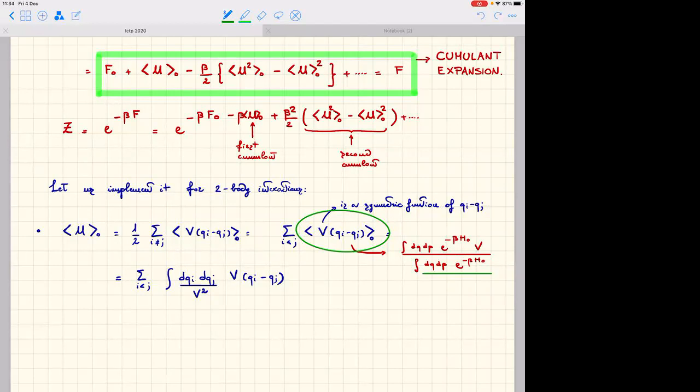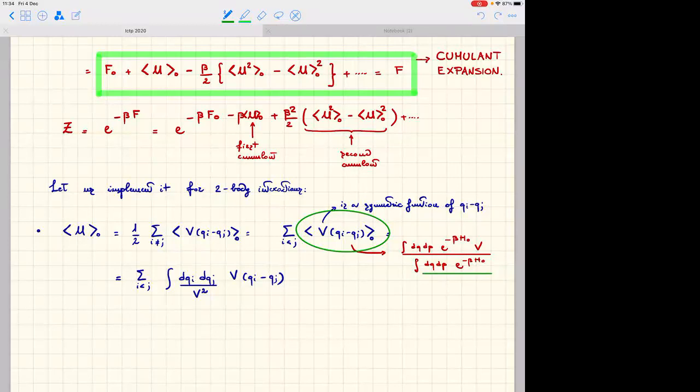In the denominator, this will give me the volume squared. In the numerator, this will give me the integral dqi dqj of v(qi minus qj). All right? Can I move on?